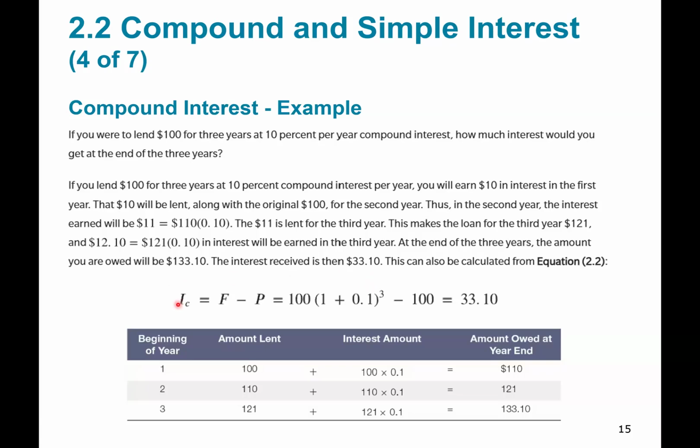You can see this calculation summarizes all of the steps that we just talked about into one simple line that gets you to $33.10. This table breaks that down as well in terms of the 3-year period, the amount lent, the interest amount, and the amount owed at the end of that year.